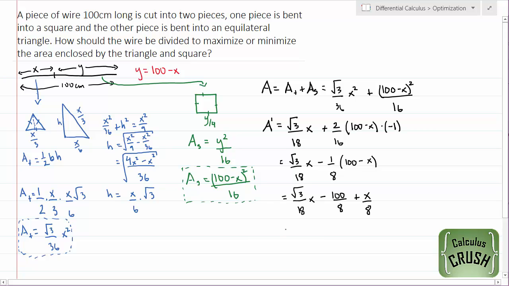So let's gather up our x term. If we factor out an x, we've got root 3 over 18 plus 1 over 8, minus 100 over 8. So let's see, we can put 4 into it. 4 goes into 100 25 times, and 4 goes into 8 2 times. So that is A prime. Now what we want to do is set that equal to 0 and solve for x.